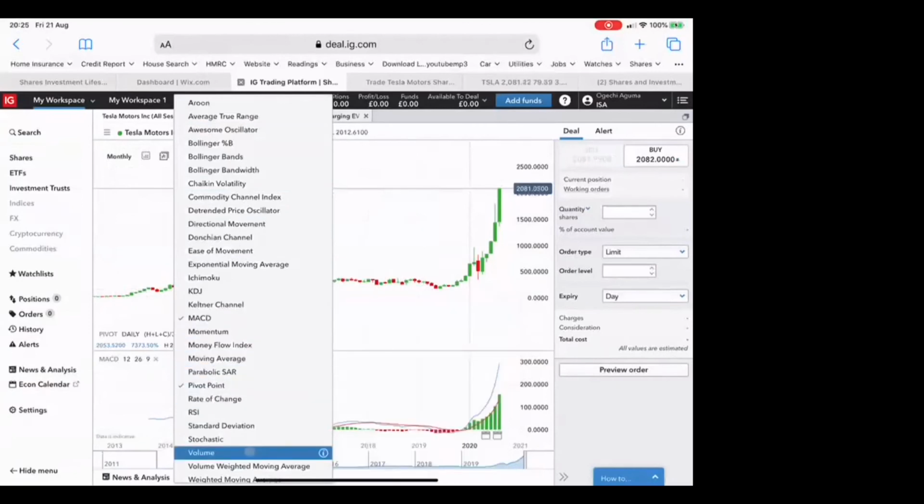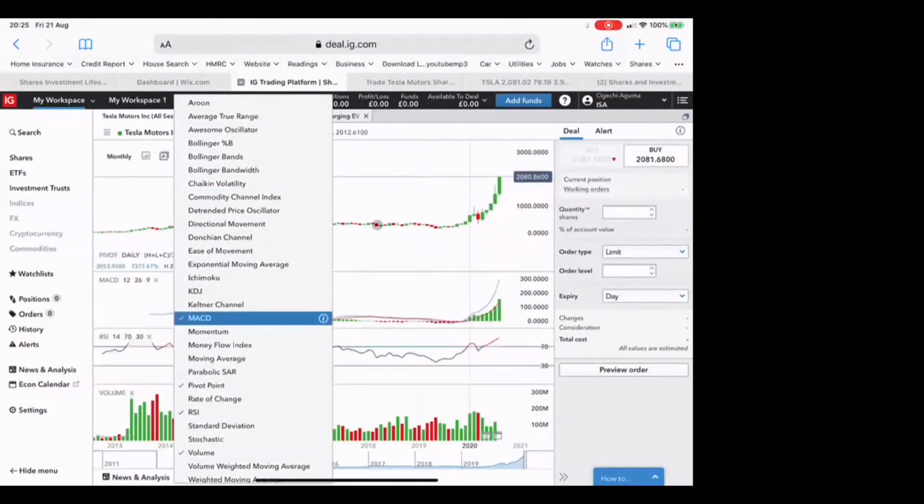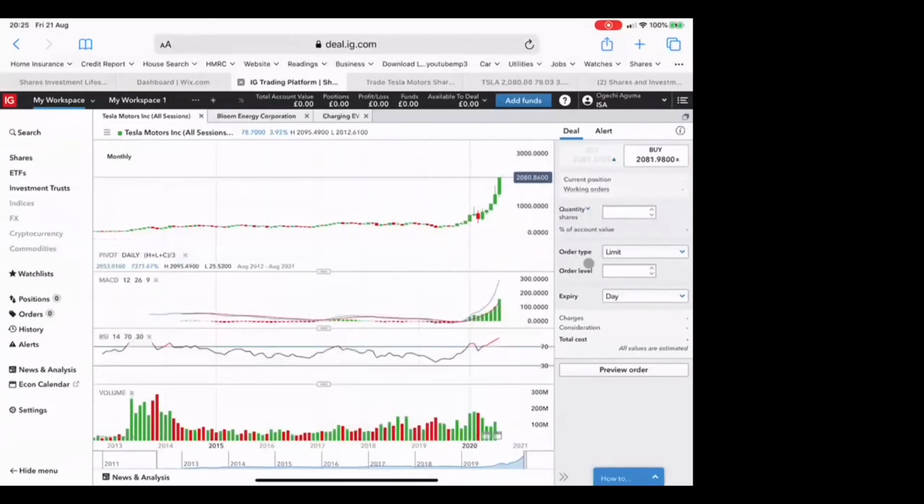I will use volume as well, and I also use the relative strength index. So I will explain it in layman's terms to them. You can read up a bit more on the definitions. So I'll change this now.